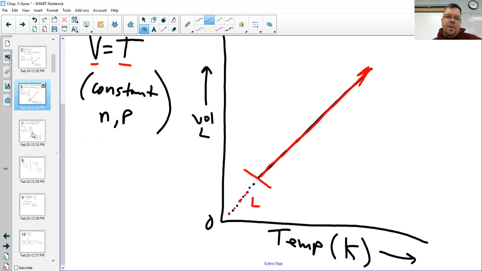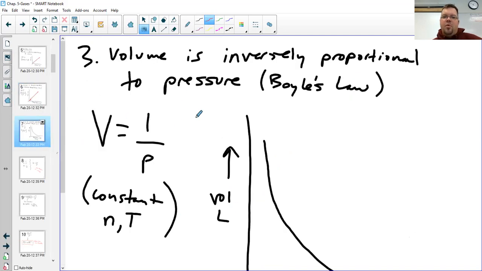The third relationship is where volume is now inversely proportional. So volume is inversely proportional to the pressure. This is sometimes called Boyle's law. In this case, volume is in the numerator on this side, pressure here is in the denominator. So it's an inversely proportional relationship. Volume is equal to 1 over pressure. Again, the other two variables are being held constant.